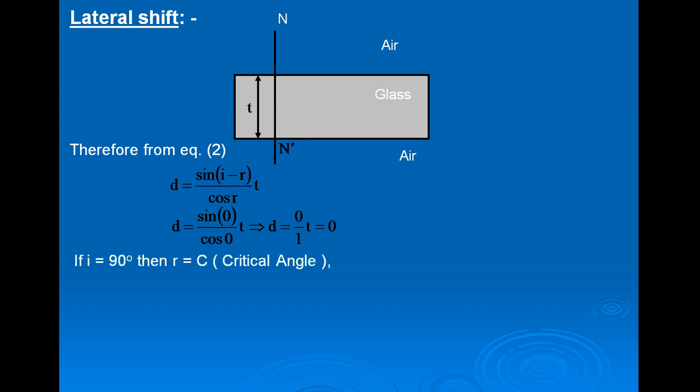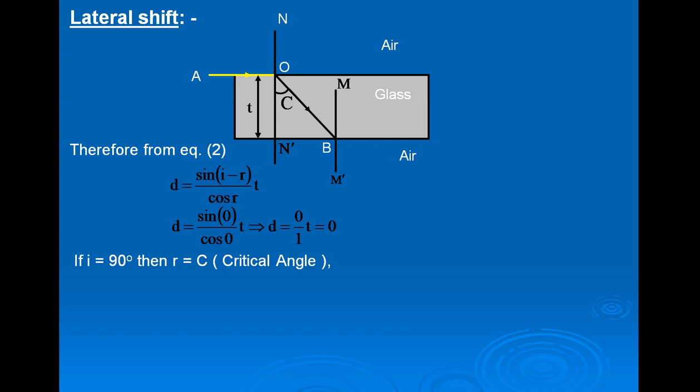Now if I is equal to 90 degrees, then R is equal to C, the critical angle. That is, the incident ray is grazing the surface of the glass slab, that is along AO. The angle of incidence becomes 90 degrees and it is refracted along OB, making an angle C with the normal NN', which is equal to the critical angle. At point B, this is the normal MM'.